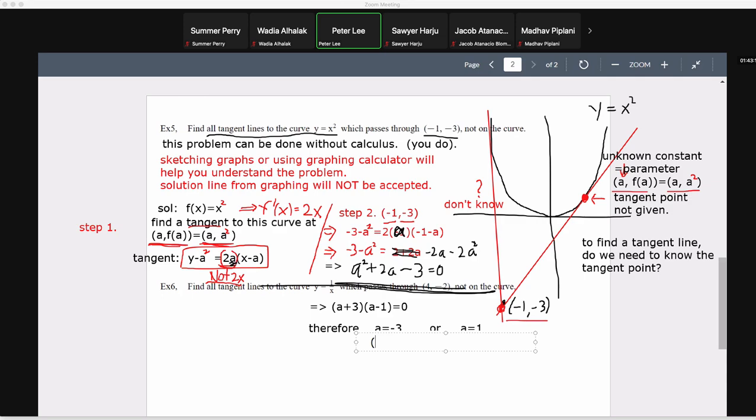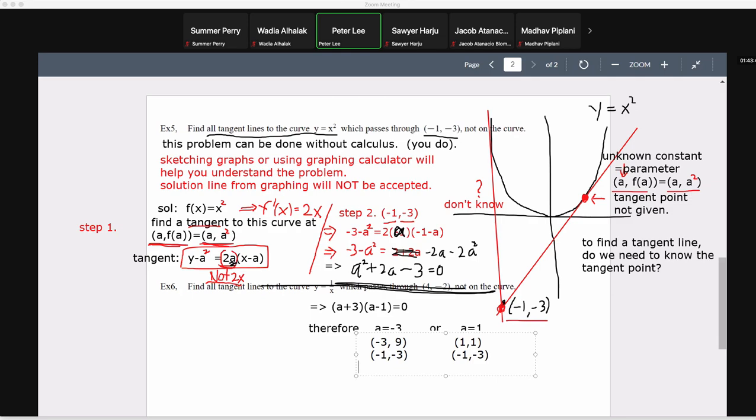The tangent point is (a, a squared). So that will be (-3, 9). If a equals 1, what's the tangent point? The tangent point is (1, 1). Now in this case, note that both of these lines have the point (-1, -3), because this point belongs to both. So let me write that down for you, just to make things clear.